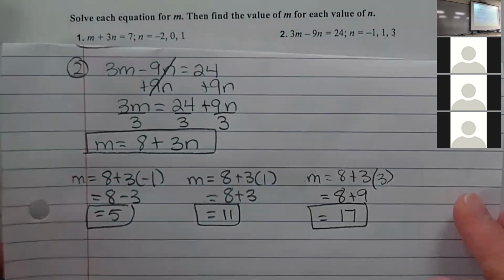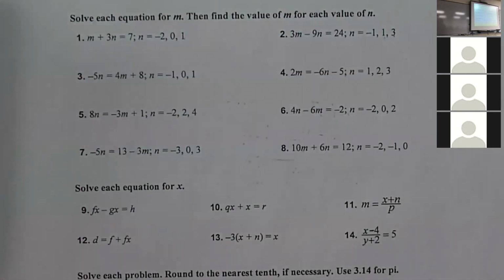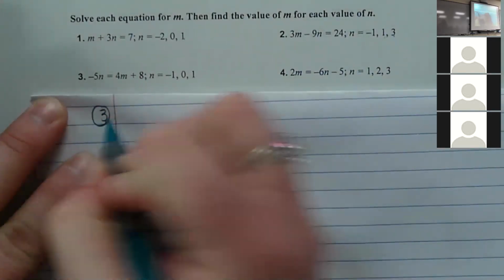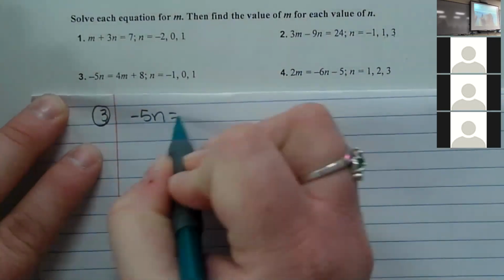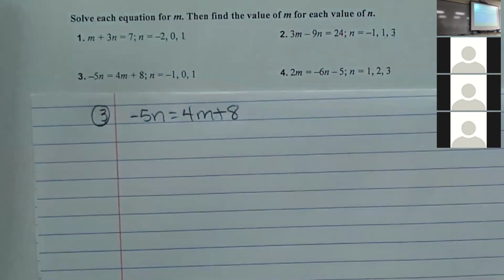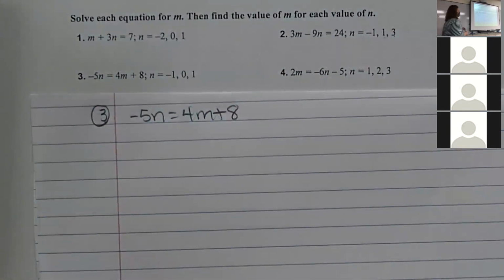Okay, moving on. Number 3. Number 3 says negative 5n equals 4m plus 8. Again, we want to get m by itself. Cover up m. How do I get rid of that plus 8?